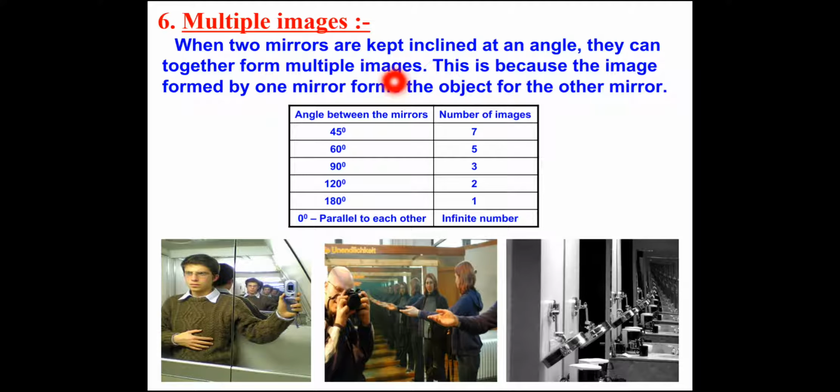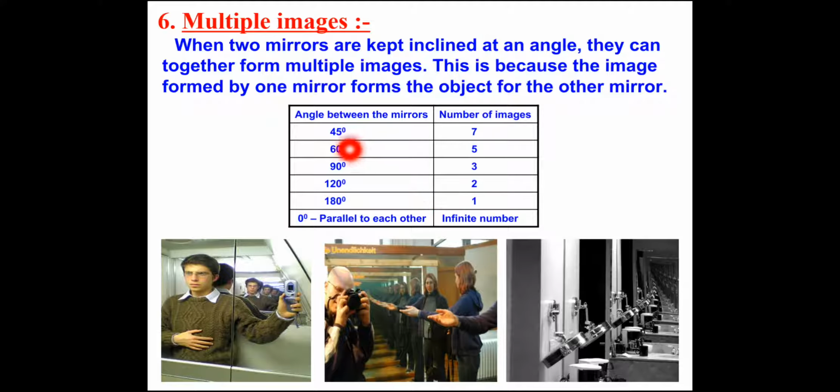Suppose, if you see here, the person is looking at his back side in the mirror with the help of two mirrors. In this picture also, you can see the multiple images of one person. Here also you can see multiple images of one object. To obtain these multiple images, more than one mirror is required, and when they are placed at an inclined angle, then we can see the multiple images.